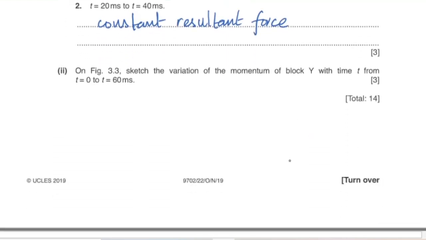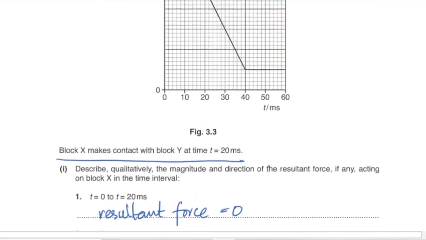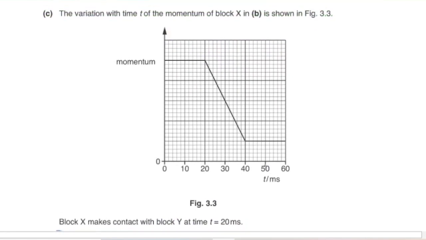Part 2. On figure 3.3, sketch the variation of the momentum of block Y with time t from t equals 0 to t equals 60 milliseconds. Even though this case isn't an elastic collision, meaning kinetic energy is not conserved, momentum is. This means the combined momentum before collision and after collision stays the same. Momentum of block Y is 0 before collision, as it is stated in the question in the beginning that it's at rest prior to collision. So I'll draw a line on the x-axis until t equals 20 milliseconds. Here I have drawn a horizontal line on the x-axis until t equals 20 milliseconds.